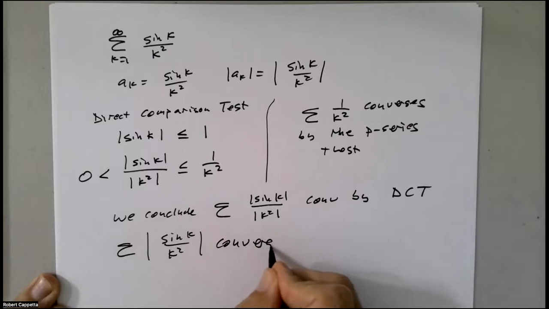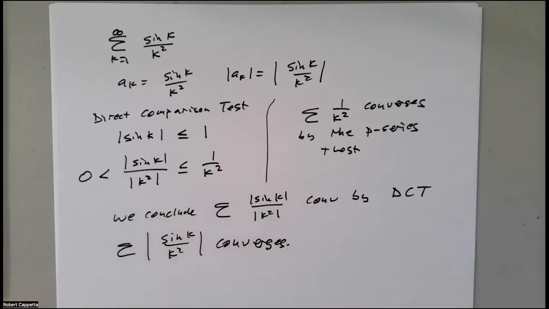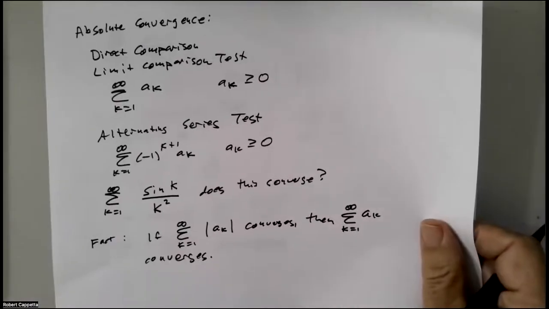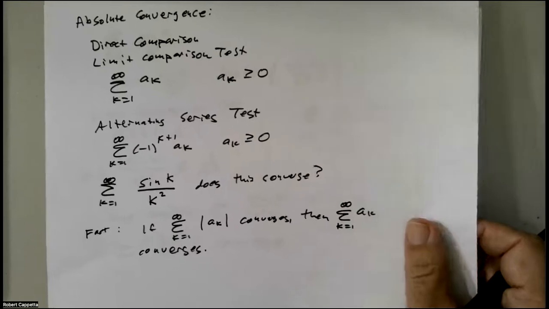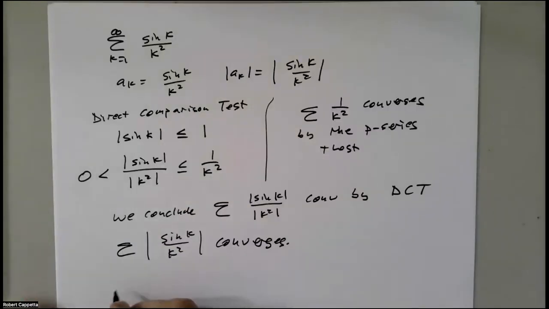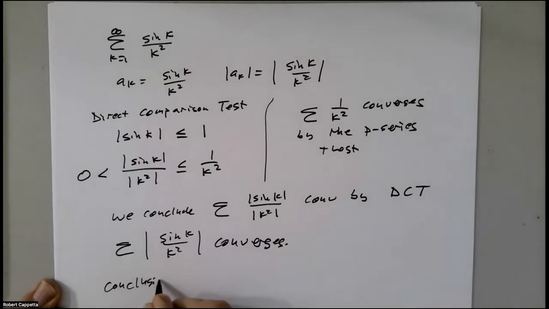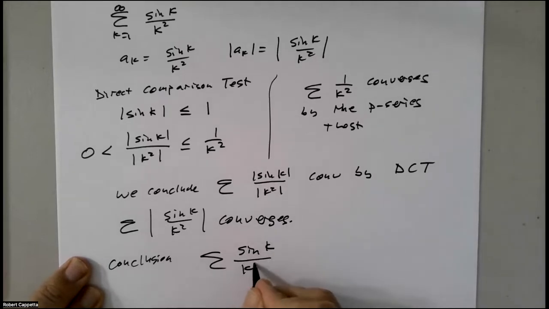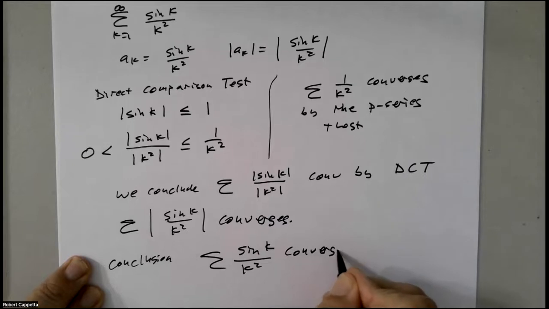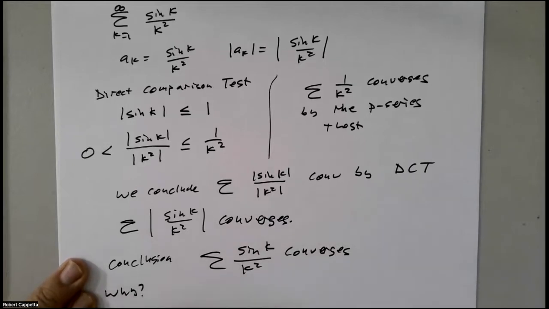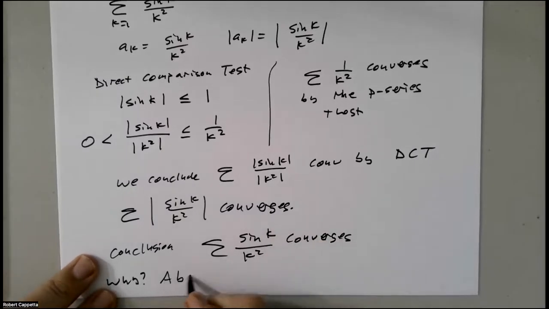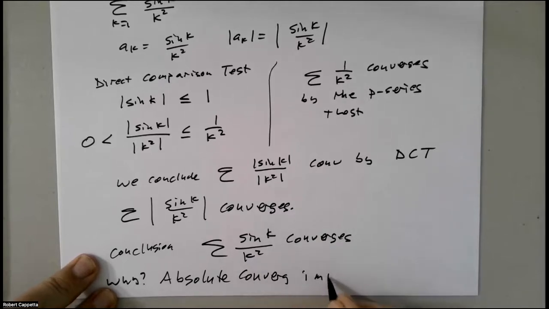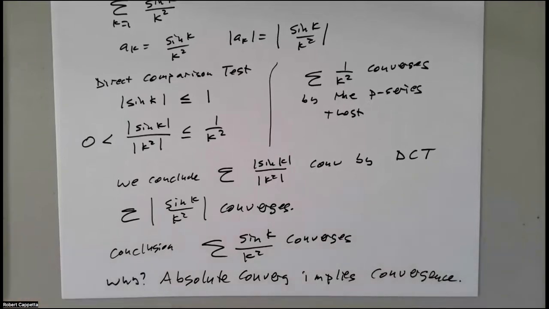But if the absolute values converge, then we can use our fact. If the sum of the absolute values converges, then the sum of the original sequence converges. So conclusion, we say the sum of sine k over k squared converges. And why is that? Because absolute convergence implies convergence. So that's a strategy that we're going to use often.